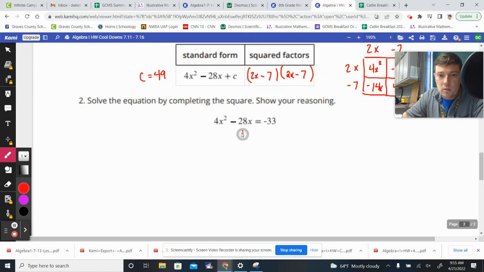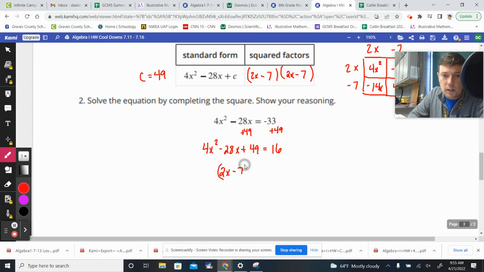So the first thing we're going to do is add 49 to this side. We're going to add 49 to this side. That's going to give us 4x squared minus 28x plus 49. And then when we add 49 to this, we get a difference of 16. Positives win, so we get 16 there, which is nice because that's a perfect square that's going to help us out later, right? And we already know that the left side in standard form is this factored, so we can write down 2x minus 7 when it gets squared equals 16.